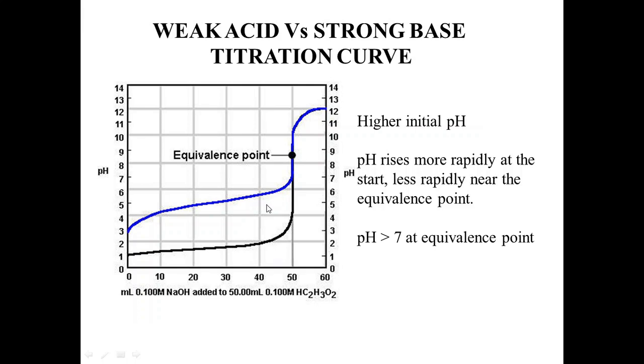And the third most obvious difference between the strong acid, strong base and weak acid, strong base titration curves is the pH near the equivalence point. For a strong acid, strong base titration it was 7, whereas for a weak acid, strong base titration, the pH is greater than 7. So these are the basic differences, and the titration curve for a specific combination is very unique. So thank you for your attention.